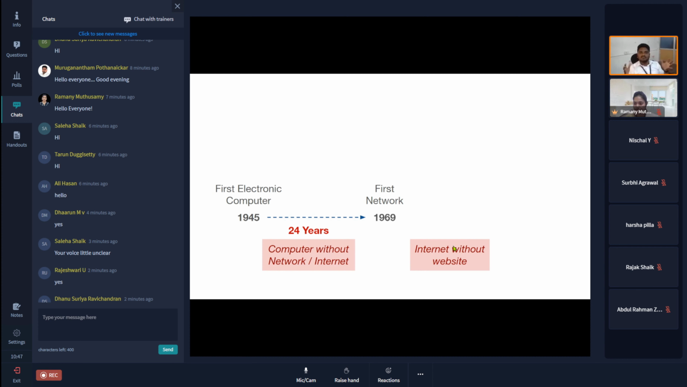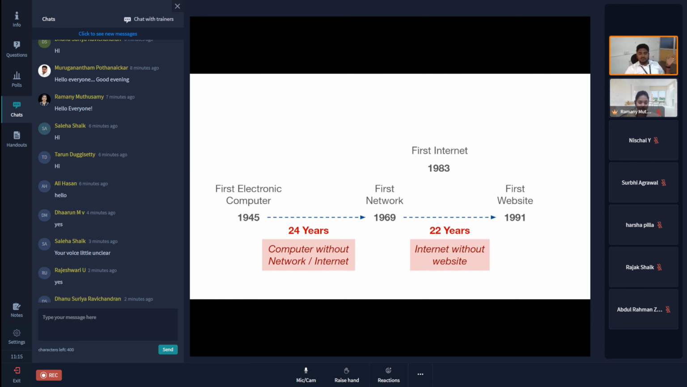So for almost 24 years, they were using the computer without the internet or network. For all these 24 years, they used computers only for calculations. After that, around 1983, the first internet was born. Only in 1983 was the first internet born. And the first website was created around 1991.